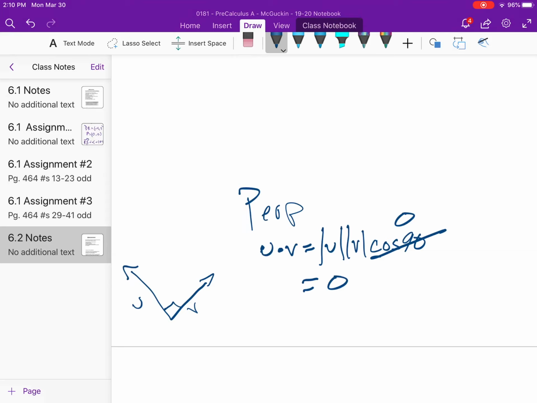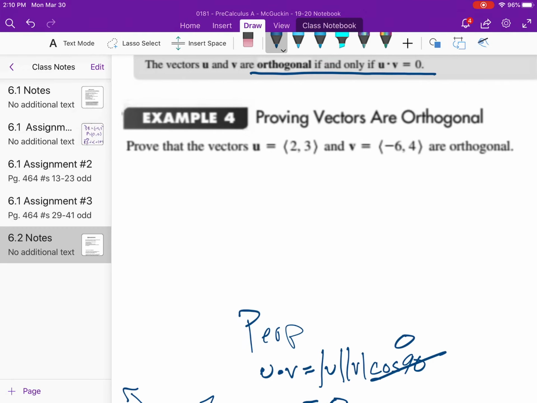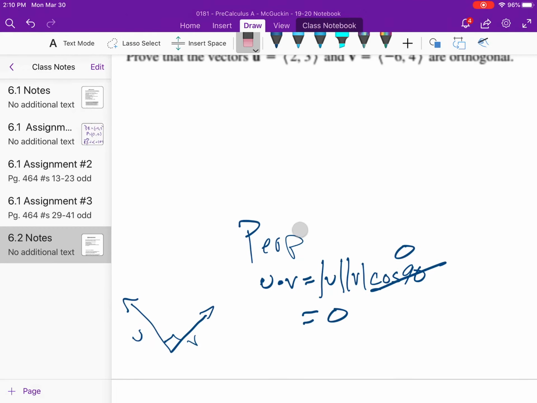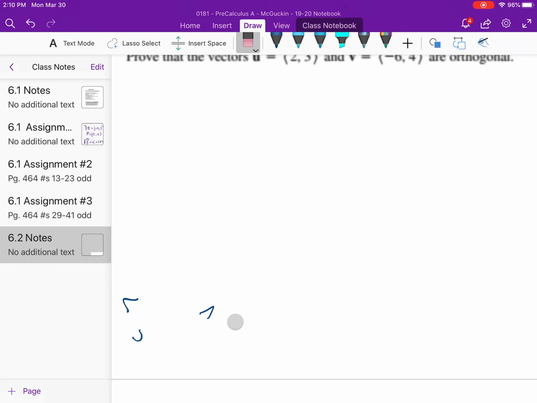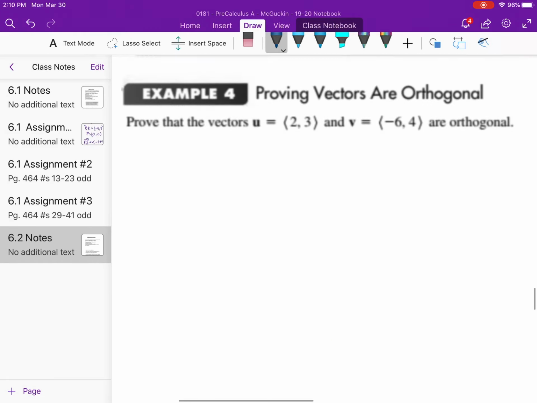So let's take a look at an example of how we can utilize what we now know about orthogonal vectors to prove that two vectors are in fact orthogonal to one another. Let's look at these two vectors, u and v, and we have to prove that they are orthogonal. If they are going to be orthogonal, the dot product is going to have to equal 0. That's what we're testing. Is the dot product going to be 0? If so, great, it's orthogonal.